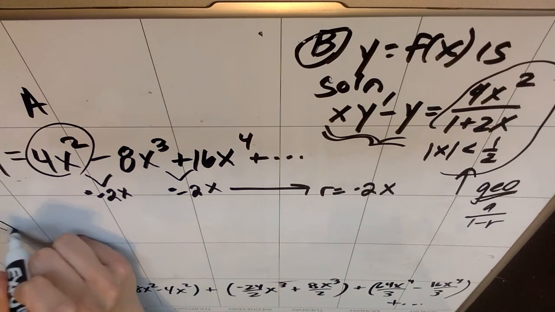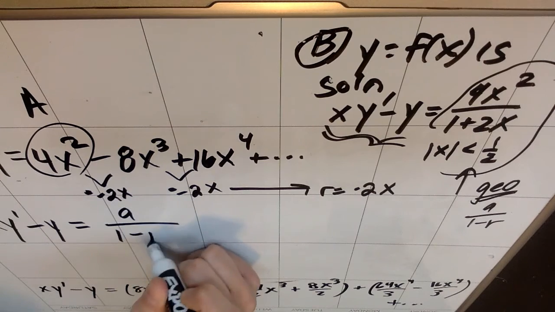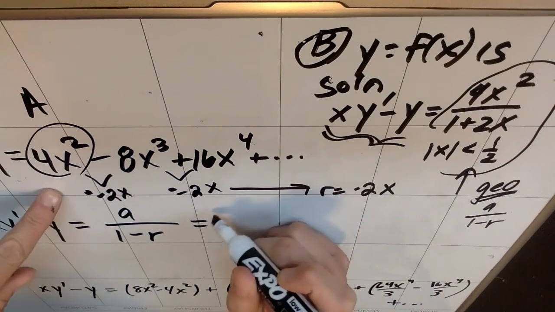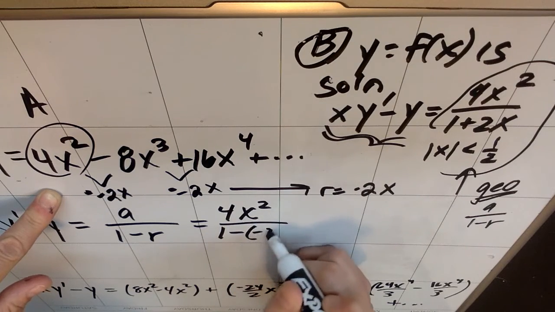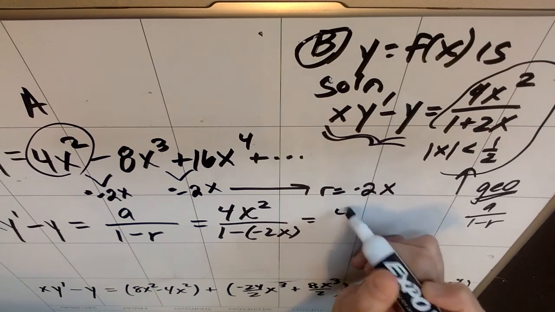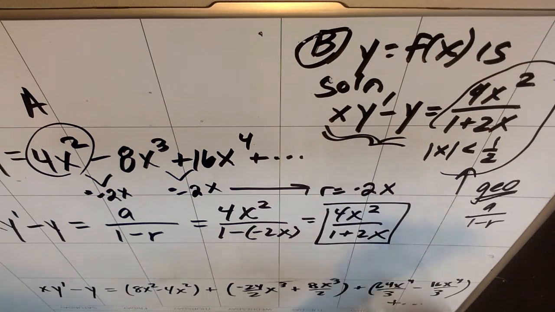So x times y prime minus y must converge to a over 1 minus r in the interval of convergence, which would be 4x squared over 1 minus a negative 2x. Yep, that's 4x squared over 1 plus 2x. So sure enough, this function converges to this rational function for the interval of convergence, which is negative 1/2 to 1/2, where the 1/2 is included.